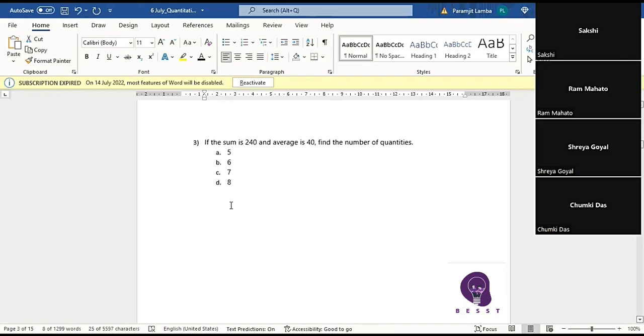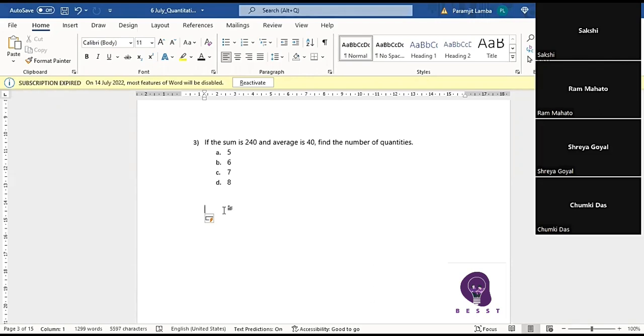If the sum is 240 and average is 40, find the number of quantities. If you are fearful of numbers, you'll get confused, but you have to become friends with numbers. So become friends, look at the numbers in a friendly manner and use logic, plain logic. Kabilaksha, can you explain how you arrived at 6?